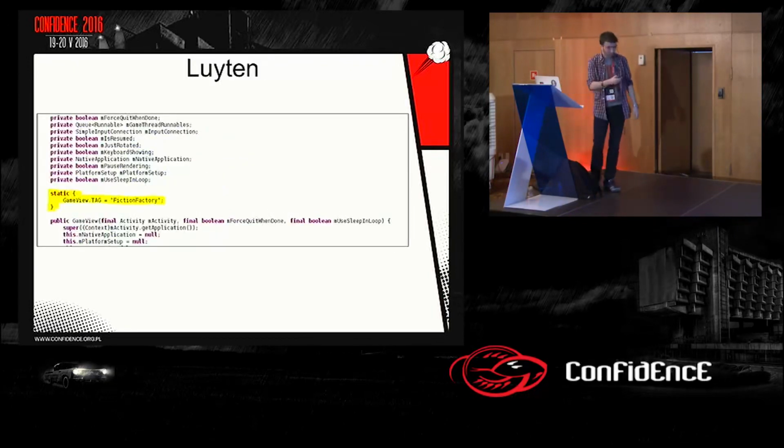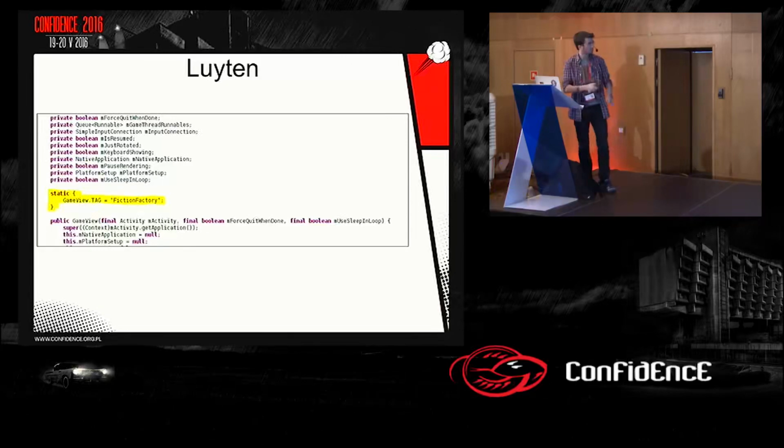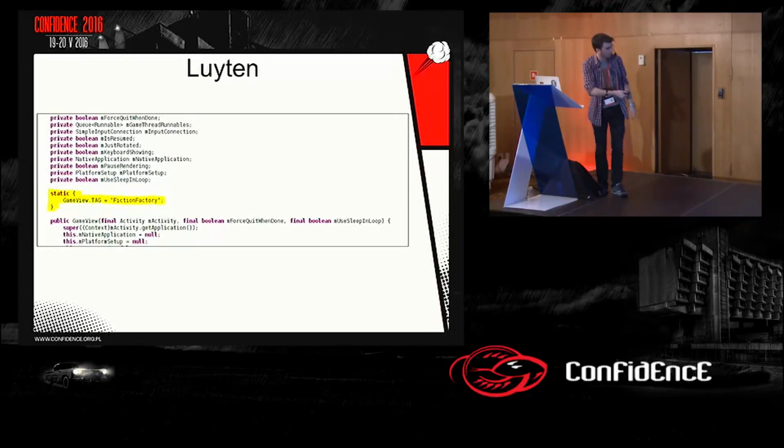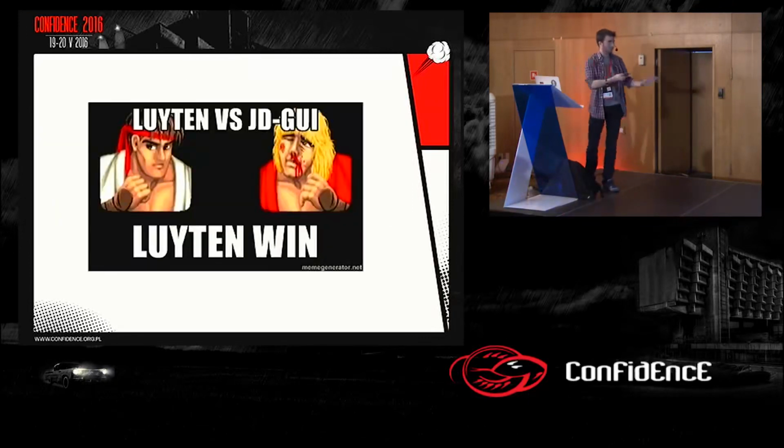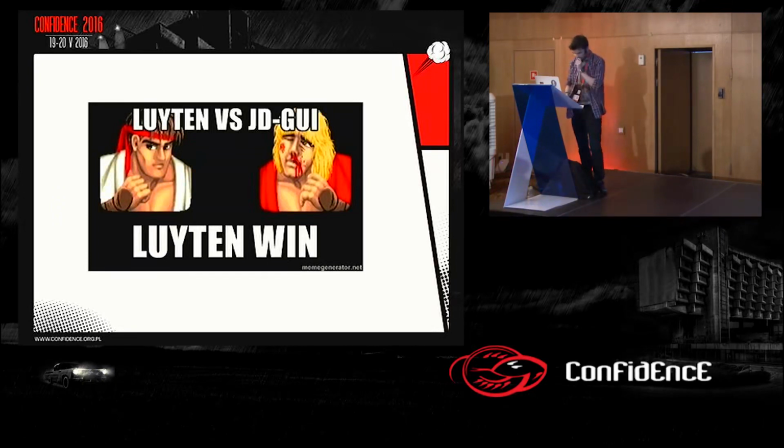But if we decompile the same application with Luyten, we can see more accurate output. So we now know the name of the variables, these two Booleans, and then we have one more method that JD-GUI didn't detect, so we have a more accurate output of the application. So for me, it's much better than JD-GUI to understand what the application is doing.